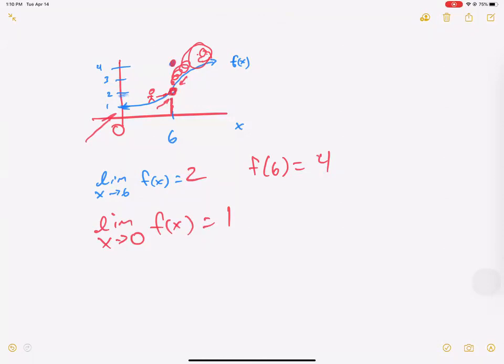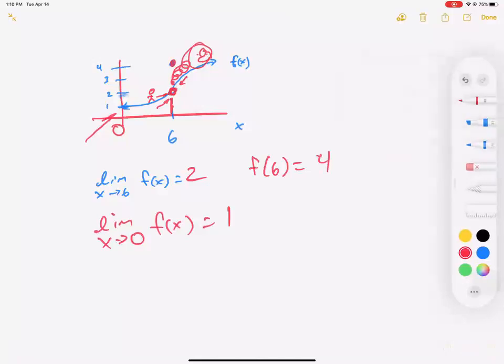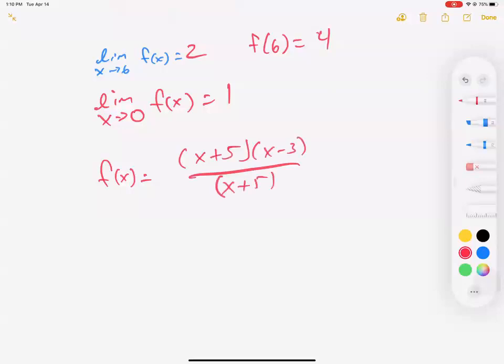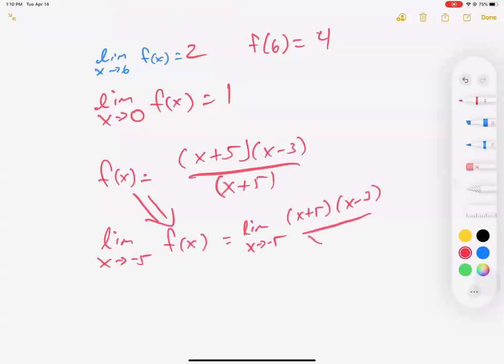So let's give you guys another quick problem. And that's a problem that you guys will see in the homework. In the homework, it will say, example, f of x is equal to, I'm going to factor this for you, x plus 5, x minus 3 over x plus 5. Now my question is, what is the limit as x approaches negative 5 of f of x? That's f of x. So I could rewrite it as one big function: limit as x approaches negative 5 of x plus 5, x minus 3 over x plus 5.